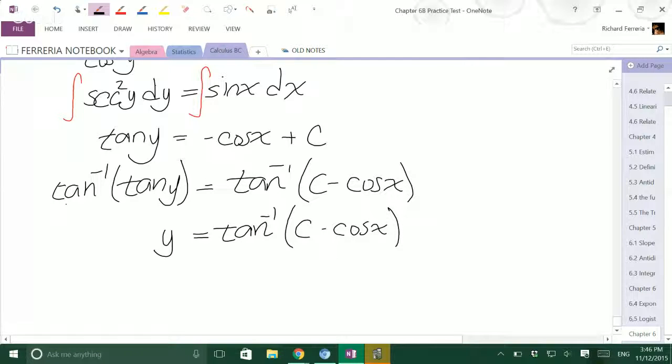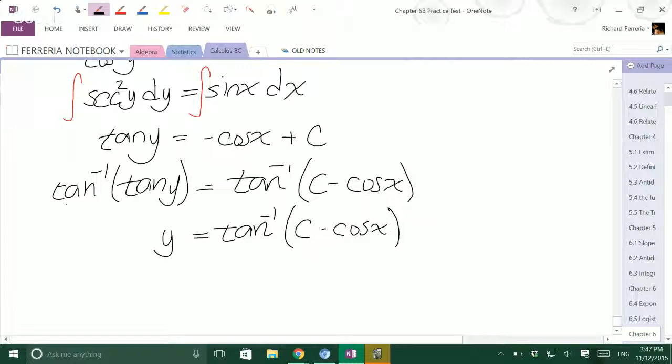And I don't think we have an initial condition, right? So that's it, we're done. Inverse tangent of the tangent is just the angle, right? This is where you're very happy you did really well in pre-calculus. Okay. Any questions with number 2?